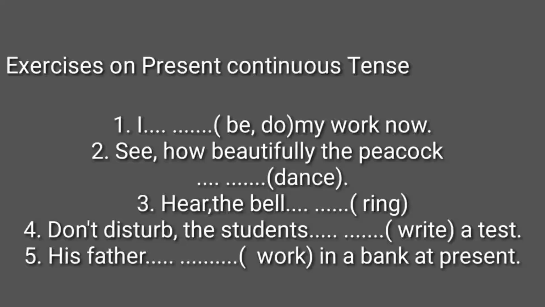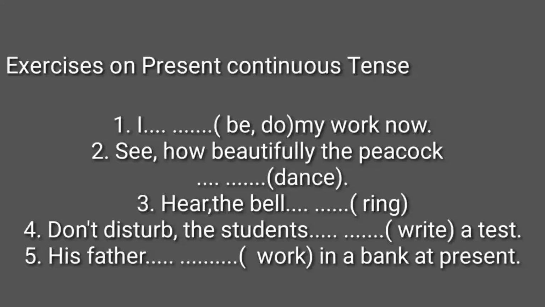Blanks are given, 2 blanks are given. In the brackets it is given be and do. That means you have to use the be form. 2 blanks are given, my work now. What are you supposed to write there? What is the be form you have to use there? Here I refers to the first person singular. So you have to use am. You can't say I is, I are. So what do you say? I am. And whenever you use the auxiliary verb am, normally what do we use? Do. Doing. Right? So I am doing my work now.